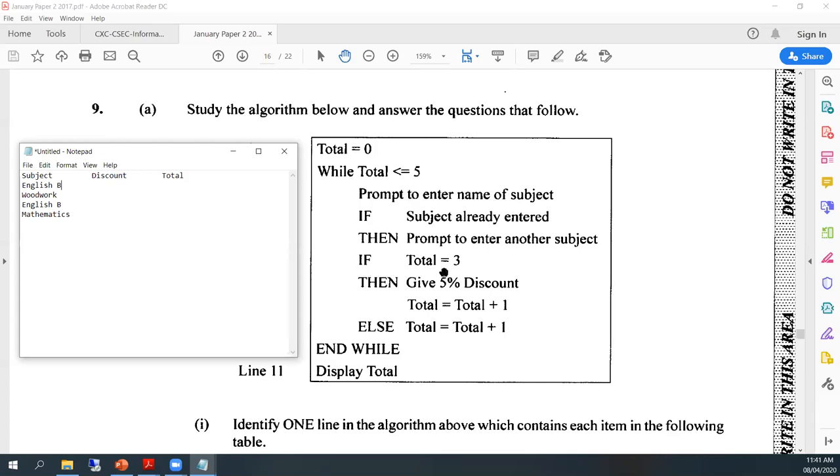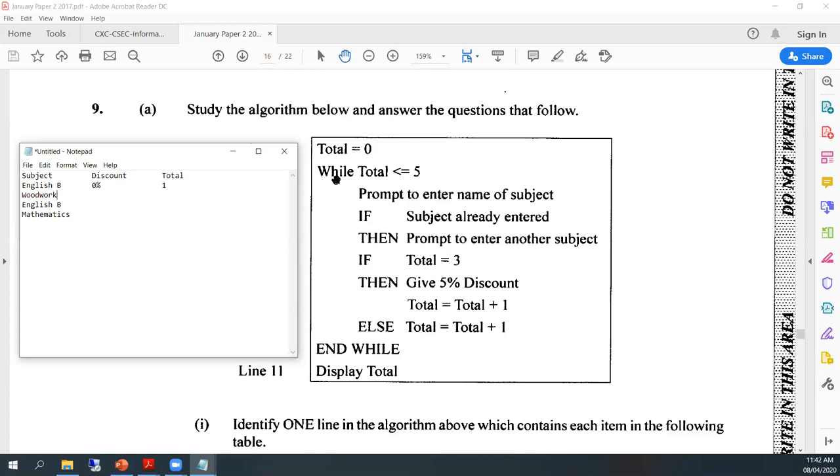Now, if the total is equal to three, is the total equal to three? Anybody, is the total equal to three right now? No, total is not three, total is zero. So what discount are you going to give this person? No discount, so discount is going to be zero, you can say 0%. And then total equals total plus one. So the total is now equal to one. Everybody understand that? If you don't understand any steps, let me know.